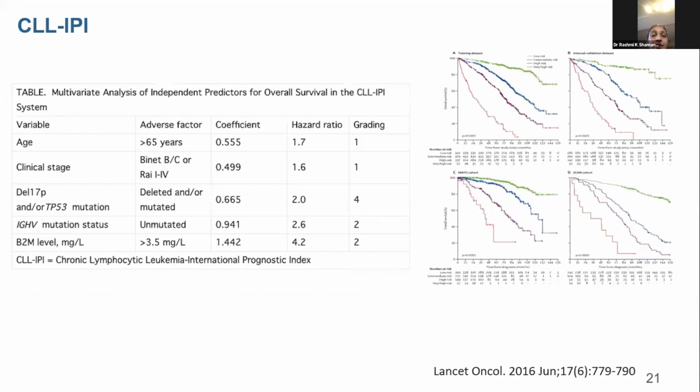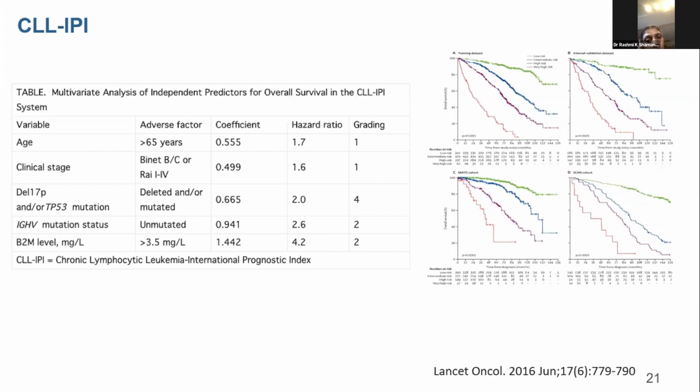And later on, this is more recent, and I guess there is more interest in this prognostic model, the CLL International Prognostic Index, where they incorporate the clinical features, the age, the stage, and the beta-2 microglobulin level, as well as two important mutation results. That is the deletion 17p and/or TP53 mutation, so the p53 aberration, and the IGHV mutation status.